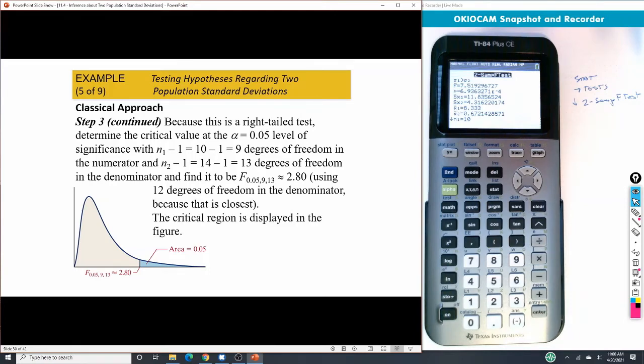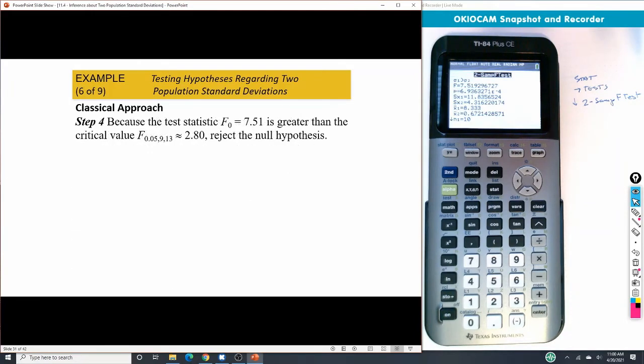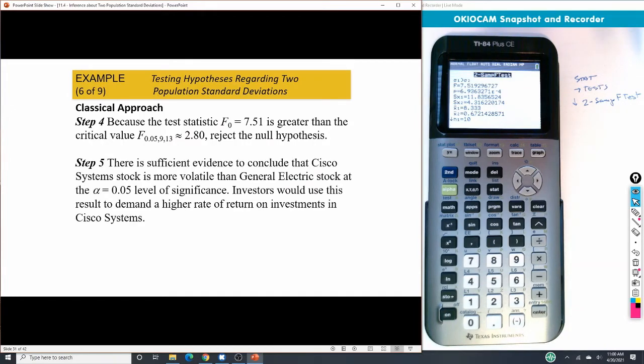Well, when we look at that, we have our 7.51 that is greater than 2.8. So that means we would reject the null hypothesis, because it's more to the right on those.